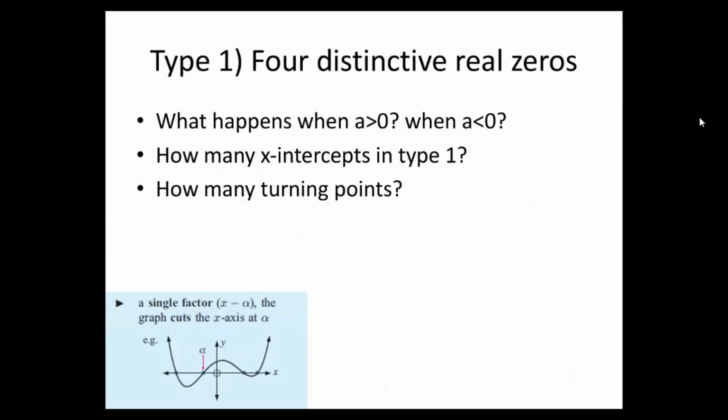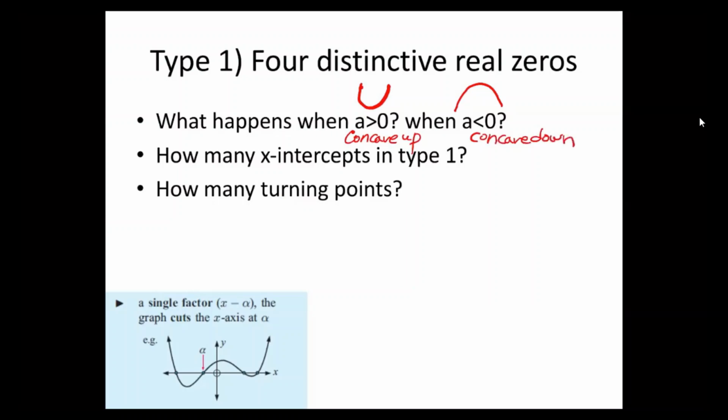We already covered this question. So what happens when a is greater than 0? Then you have the curve that opens up. When a is less than 0, then it's going to open downwards. Okay, concave up, and this part is going to be concave down.